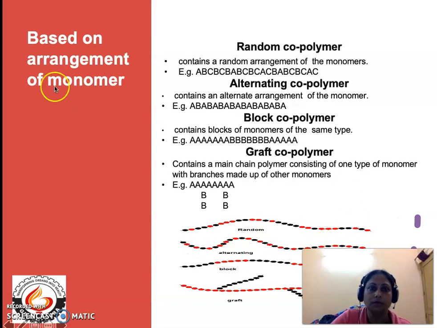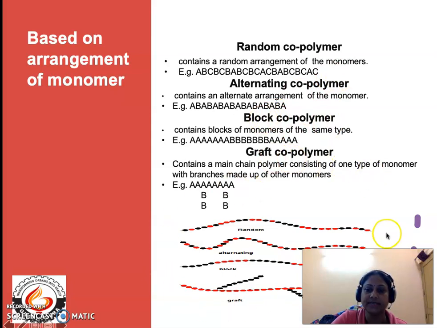Now, another type of classification is based on the arrangement of monomers in the copolymers. As I said in the previous slide, the copolymers are formed from the combination of two different monomeric units. Now, based on how these monomeric units are arranged, we classify them as random copolymers, alternating copolymers, block copolymers, and graft copolymers.